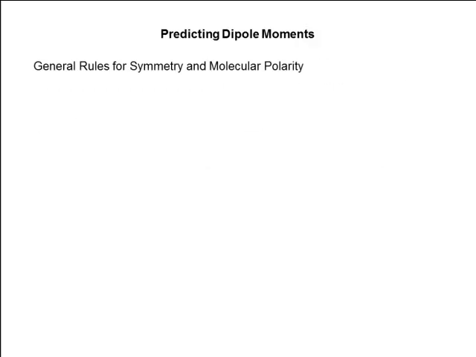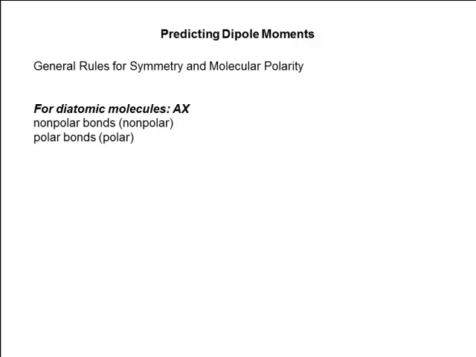So for these general rules, if you have a diatomic molecule, in other words, you've got two atoms in your molecule, if you've got nonpolar bonds, it's going to be a nonpolar molecule. If you've got polar bonds, it's going to be a polar molecule. And once again, keep in mind with all of these, if all your bonds are nonpolar, the molecule overall is nonpolar. That's with all of these listed here.